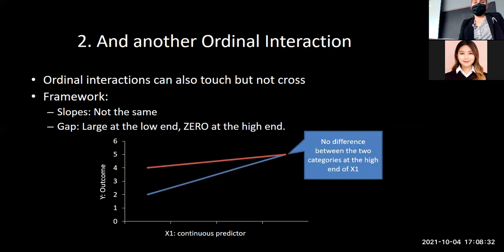It also works the other way. This is another option of an ordinal interaction where, again, my slopes are not the same. They are not crossing, but I have a bigger gap at one end than the other end.